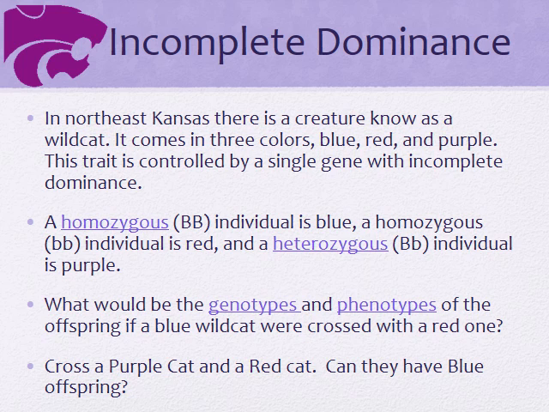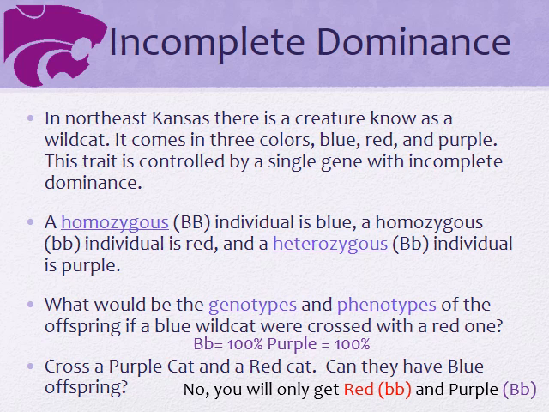So let's see how we did. If you went ahead and crossed a blue wildcat with a red one, you should have 100% of the offspring being big B, little b, resulting in purple. You've got the heterozygous condition. Now, if you cross a purple cat and a red cat, there is no way you'll have a blue offspring. The only possibilities that you'll get are red, little b little b, and purple, big B, little b.